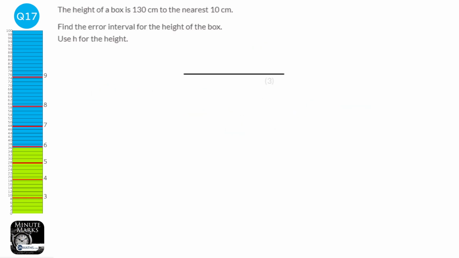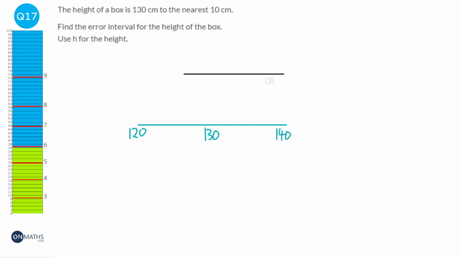To find an error interval, I first of all start with drawing a number line. And the box is 130 centimeters, so we're going to put that in the middle when rounded. And it's to the nearest 10 centimeters. So what I'm going to do is take away 10 centimeters, which will be 120, and add 10 centimeters. So the number line will be going up in tens because it's rounded to the nearest 10.